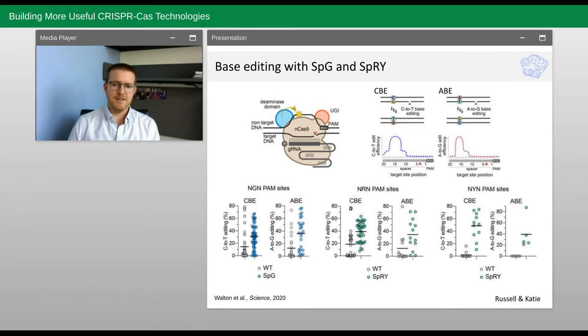We did an analogous experiment with SpRY, which is the enzyme that can recognize NR PAMs and NY PAMs. With CBEs and ABEs, again, both for the NR and NY PAMs, we see very effective base editing at sites that were uneditable before with wild-type Cas9.